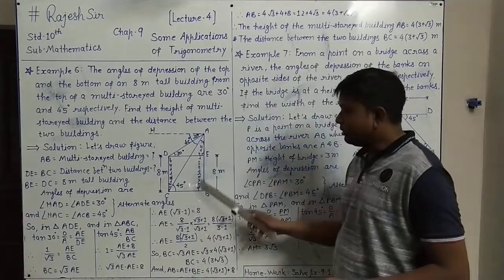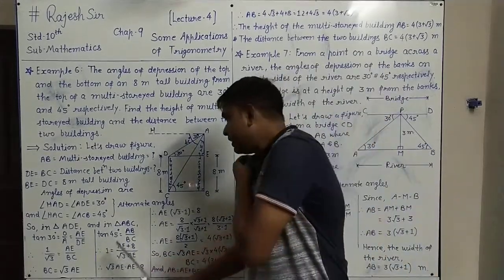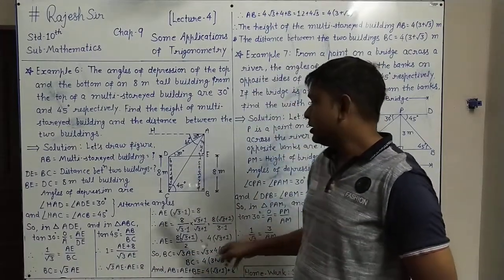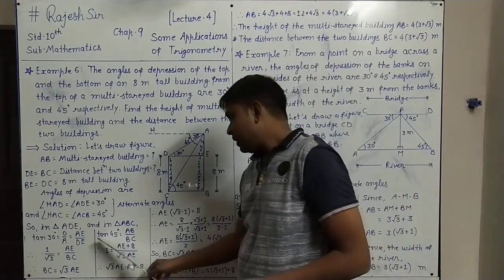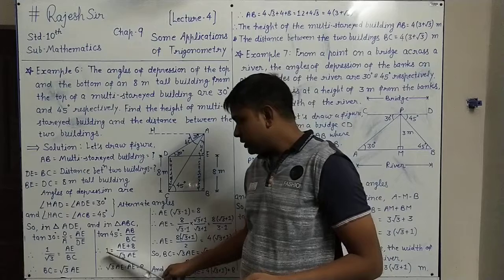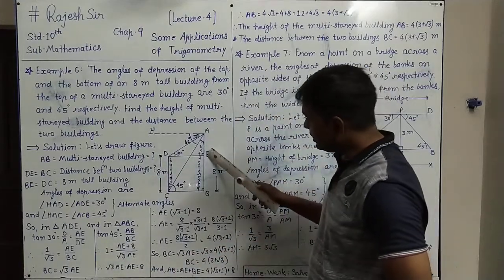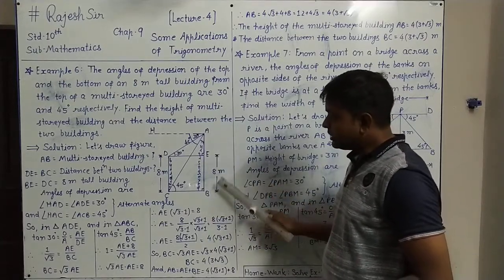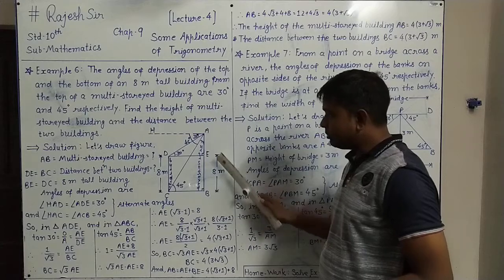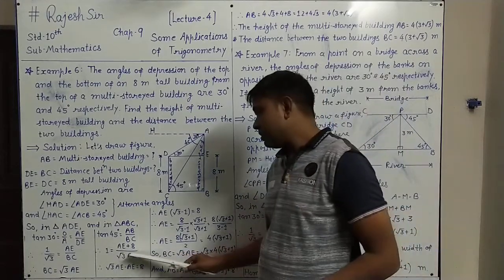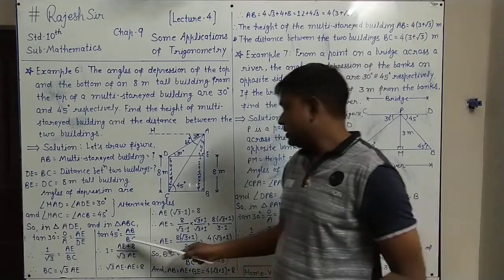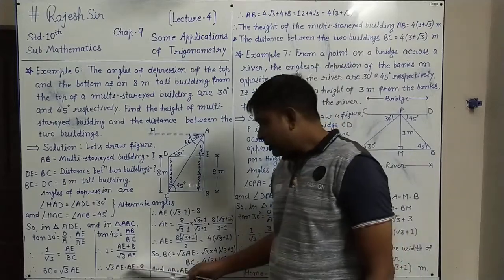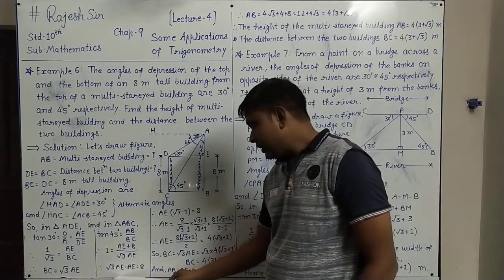In the next triangle ABC, we have tan 45 degrees, and tan theta equals opposite upon adjacent. For 45 degrees, the opposite is AB and the adjacent is BC. So tan 45 from the trigonometric table is 1, which equals AB upon BC. The full AB can be written as AE plus BE, and BE is actually 8, so the full AB is AE plus 8. So we have AE plus 8 upon BC. For BC we have root 3 AE, which we have placed here.